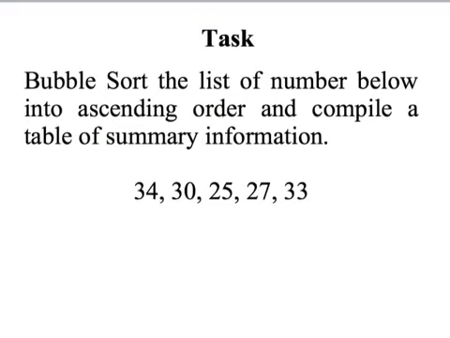Okay, so what you might like to do at this stage is pause the video and have a go at this little task. Fairly straightforward, just like my example, 5 numbers, 34, 30, 25, 27 and 33. You might like to have a go at bubble sorting these numbers into ascending order and then compile a table at the end of the summary information showing the number of comparisons and swaps on each pass, and at the end the total number of comparisons and the total number of swaps. Have a go, see how you get on.